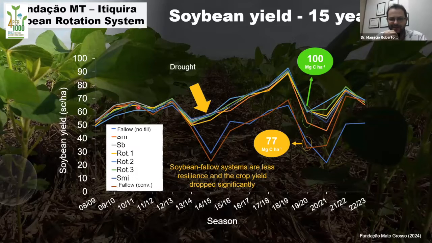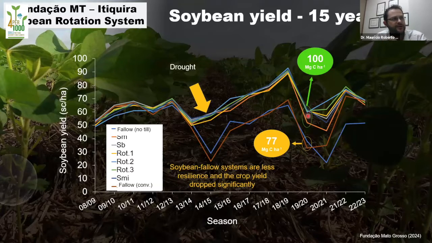So, oh, what happened here? The theory is not confirming the reality. But in the season of 2014-15, we had in that region a really strong drop, and at that time, the colleagues could see the soybean and fallow system are less resilient, and the crop yield dropped very significantly. So take a look at the curves. The crop yield reduced here, and after that, the climate improved, but they could never achieve the same level again. So it's really interesting because a very high stress leads to a low crop yield in the system.